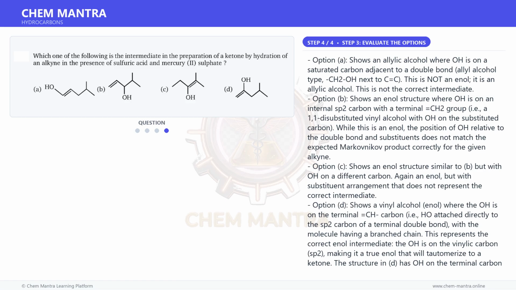Option C shows an enol structure similar to B, but with OH on a different carbon. Again an enol, but with a substituent arrangement that does not represent the correct intermediate.